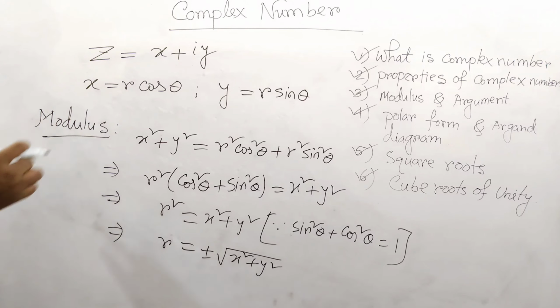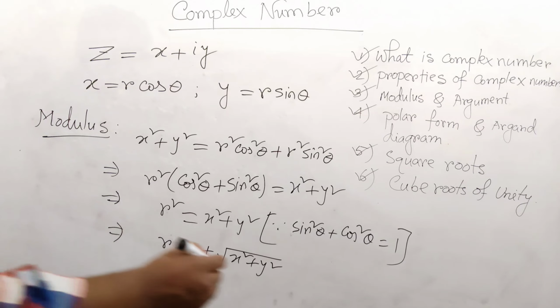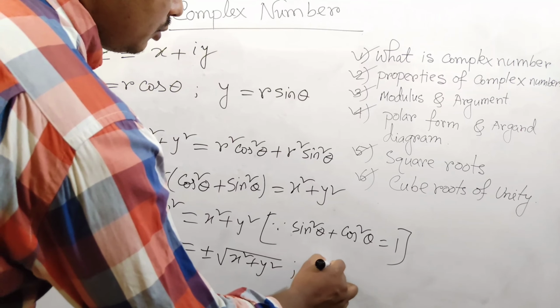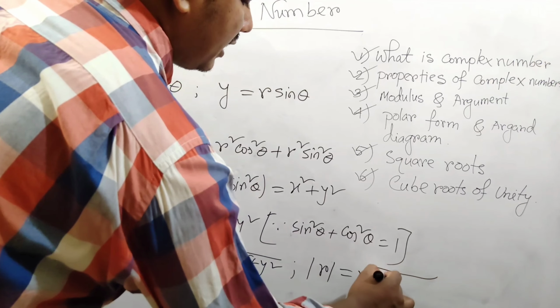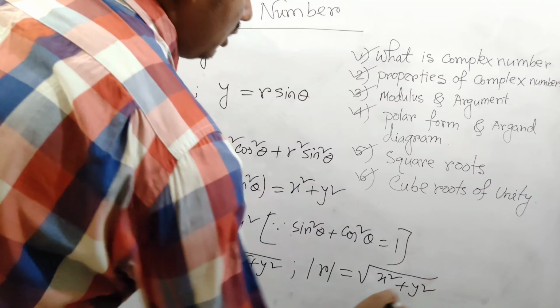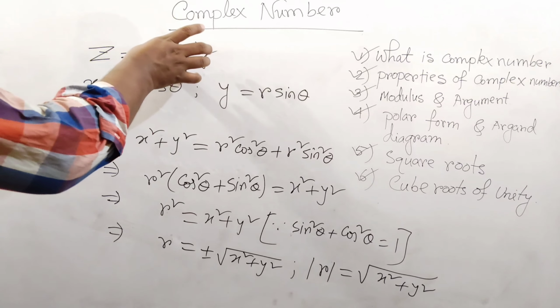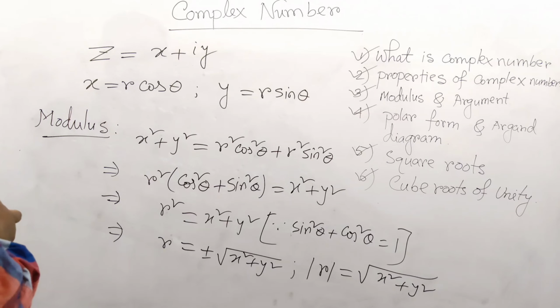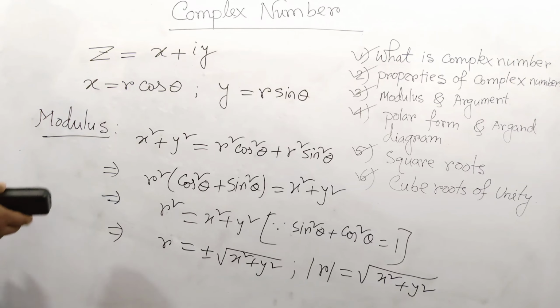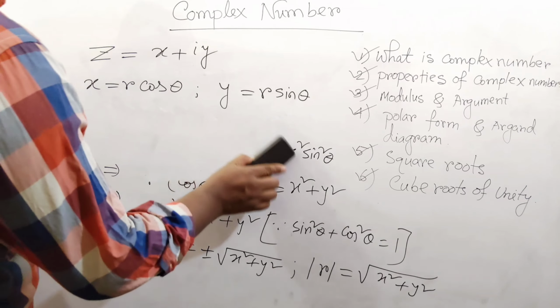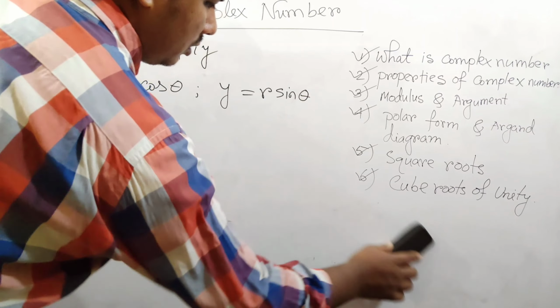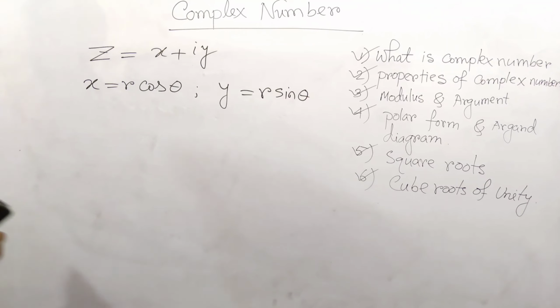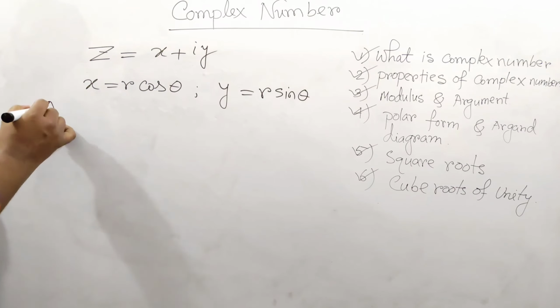So modulus, what is the meaning of this modulus? Modulus means the absolute value, that means the positive value. So we can write modulus r equal only the positive, that is square root of x square plus y square. So this is the modulus of the given complex number. Okay, now we learn the argument of this complex number. Argument means angle of this complex number.